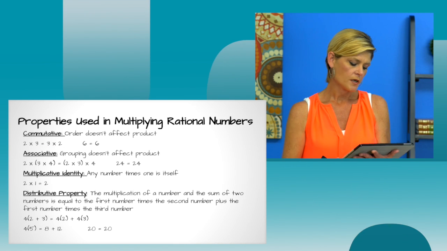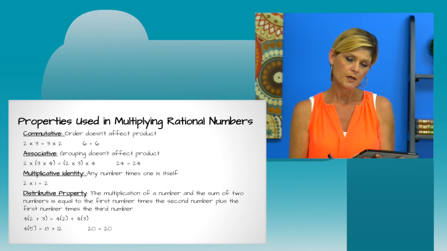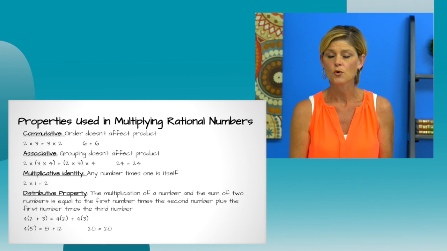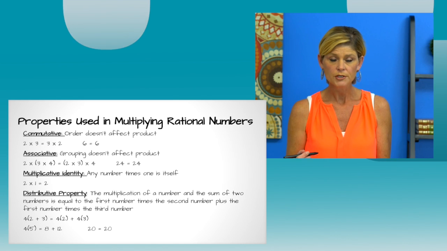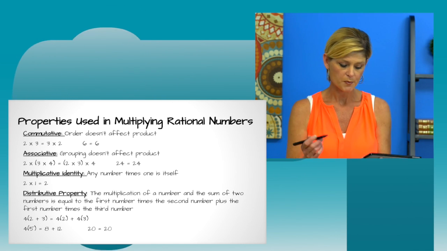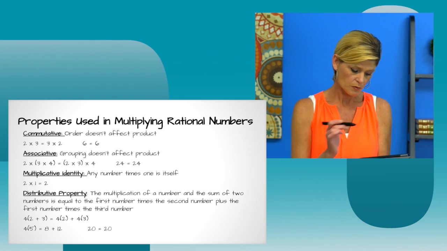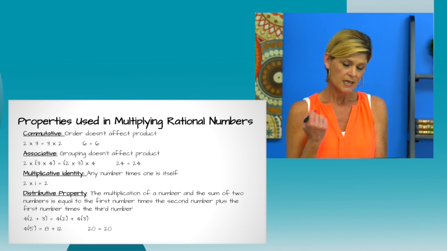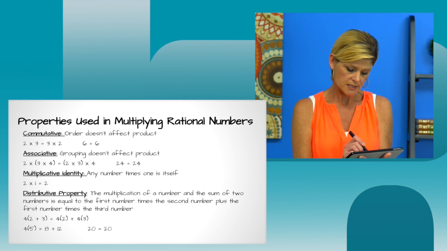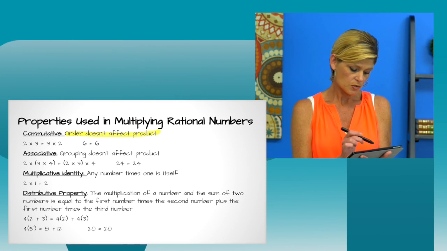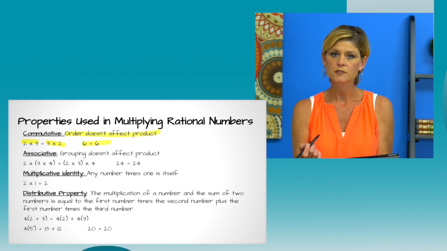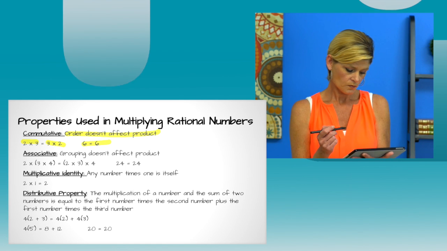Okay, so quickly I want to talk about some of the properties that we use when we're multiplying rational numbers. And we've talked about these before. Remember we talked about the commutative property of addition? Well, now we're going to be talking about the commutative property of multiplication when we're multiplying rational numbers. And essentially it's the same principle, that the order doesn't affect the product. So 2 times 3 is the same thing as 3 times 2. Your outcome will still be 6 on both sides.